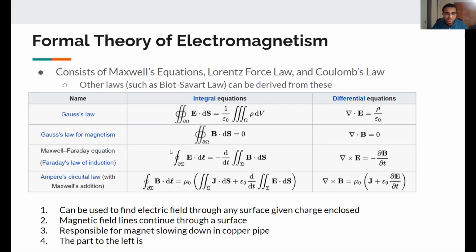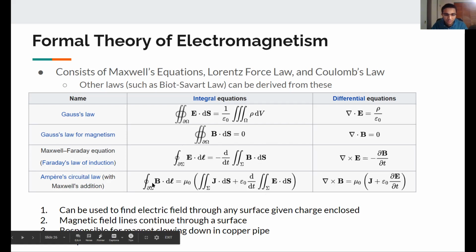And the coolest one, we think, is the Maxwell-Faraday equation, which is Faraday's law of induction, which we're looking through multiple examples of this time, and which is used in many applications. And so it's responsible for the magnet slowing down in the copper pipe. And here, I wasn't able to finish the slide. You can see number 4 is a little bit empty here, but I'll explain this one.